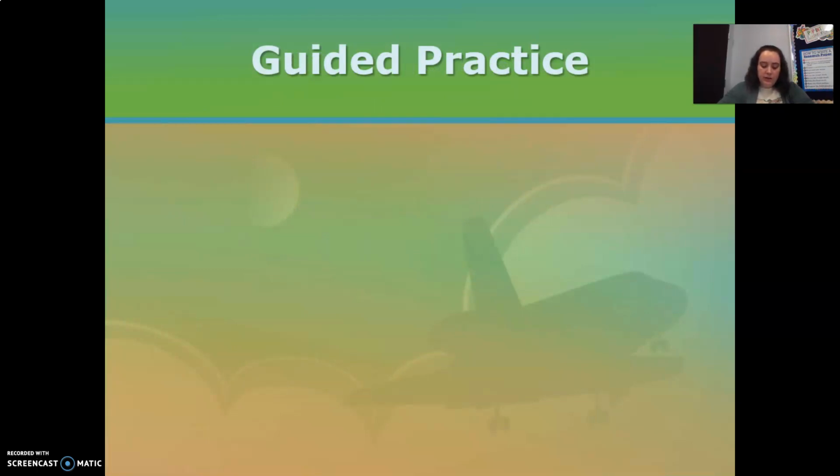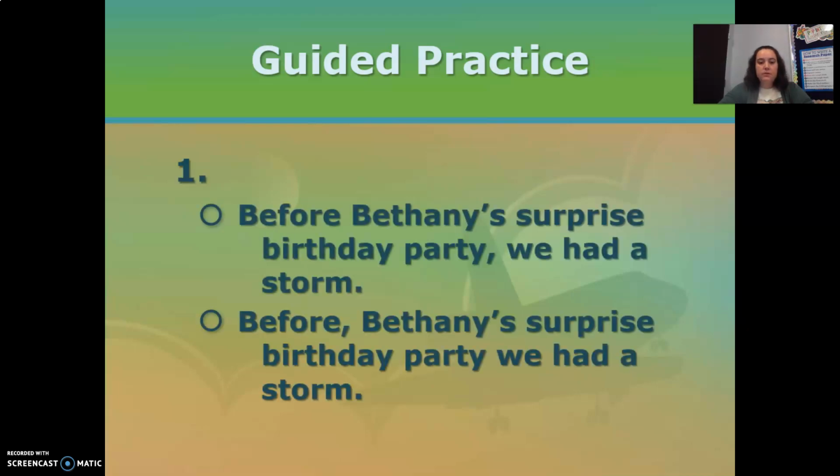Now on this page today, you need to fill in the circles next to each sentence that is written correctly. So here we see the same sentence, but in the second one, we have a comma with the word before. So we need to look back to our comma rules, and we need to see, is there a rule that would tell us to use a comma before the word before?